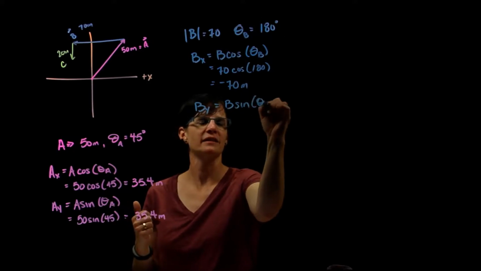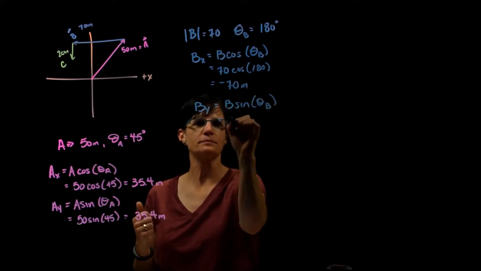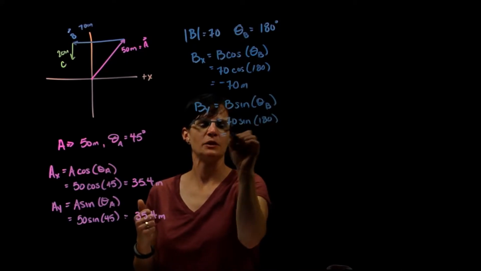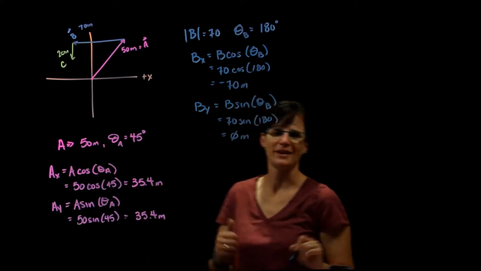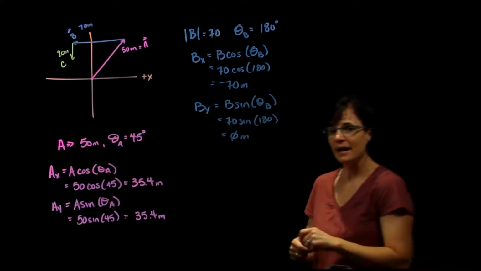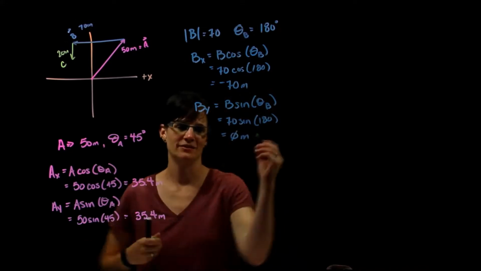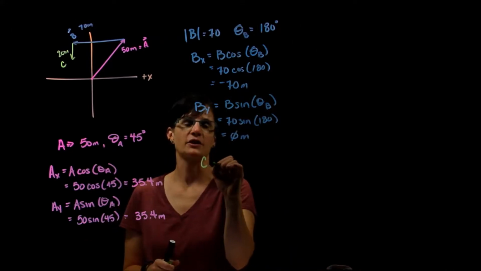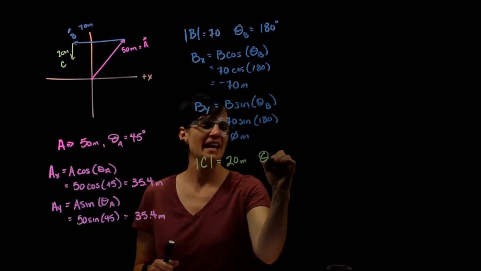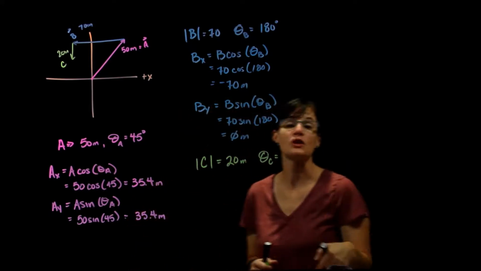So the sine of angle B, so 70 times the sine of 180, we know to be 0. So the sine of 180 is 0, so there is no y component. And our last vector is vector C. It has a magnitude of 20 meters, and angle C is, well, it says it's straight south.